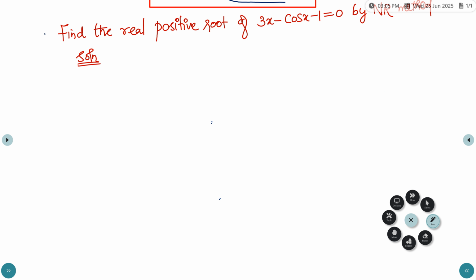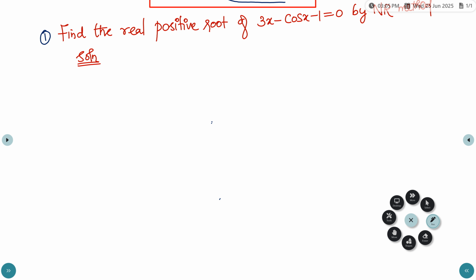This is the question. Find the real positive root of 3x - cos x - 1 = 0 by the Newton-Raphson method. Now we are going to see the solution by the Newton-Raphson method.